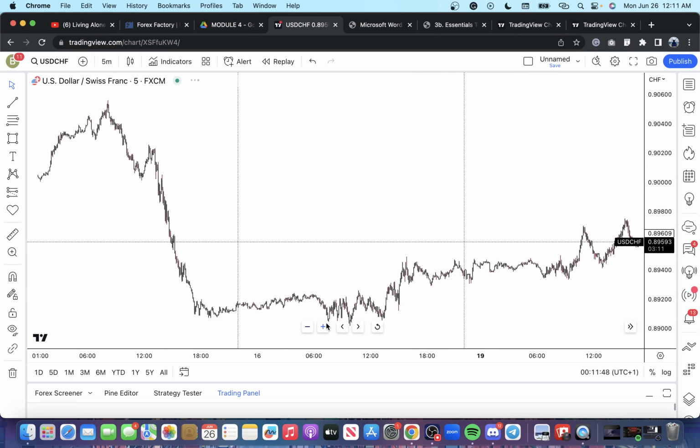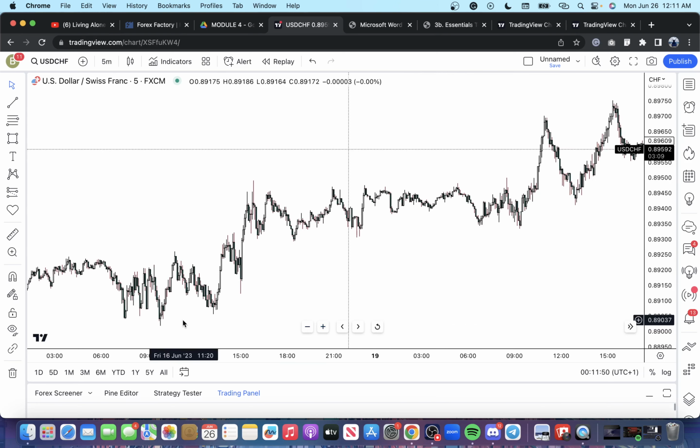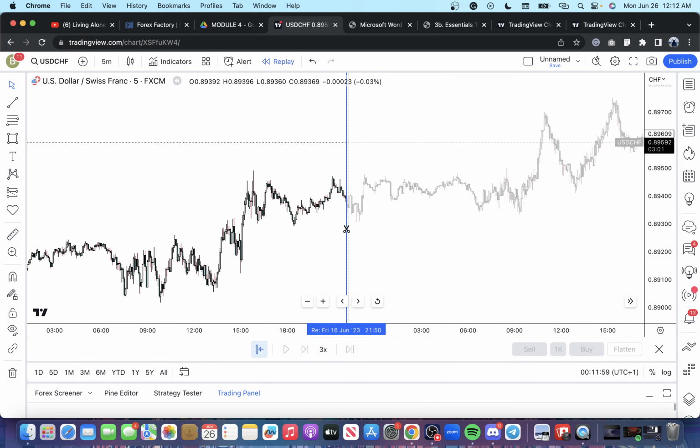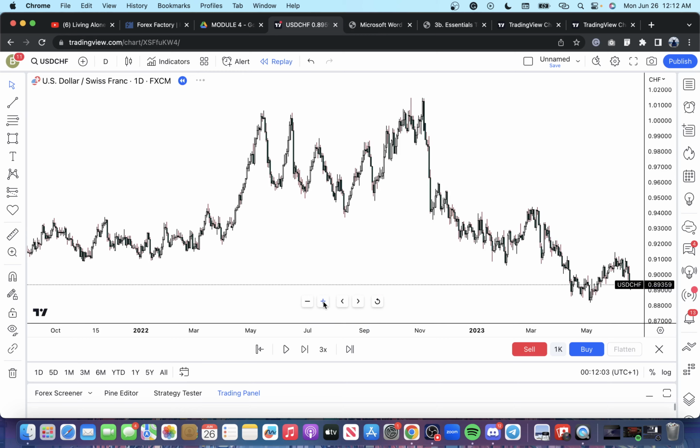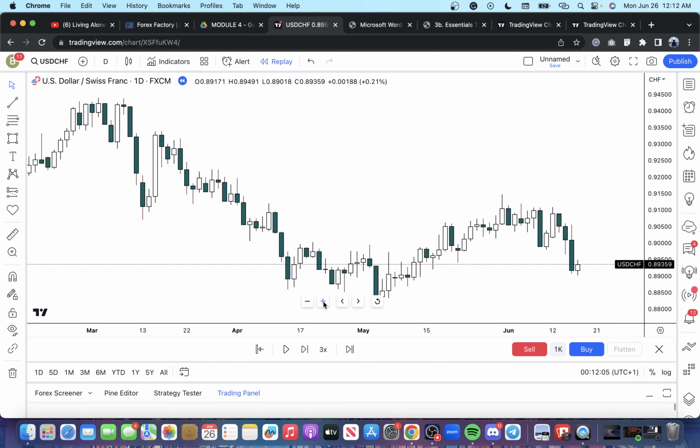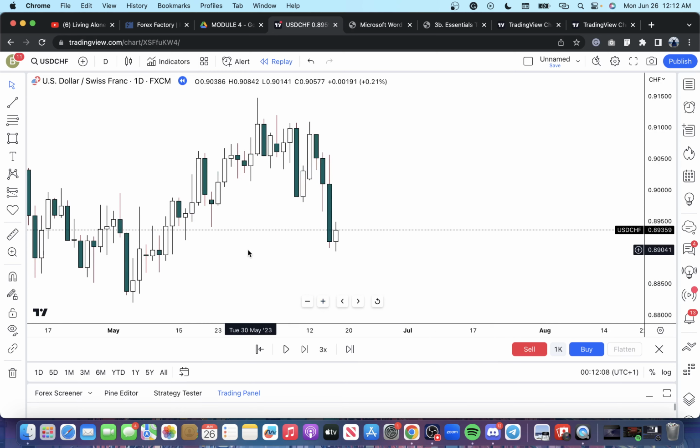All right, so you can see this is price action from Friday, from 2 weeks ago. This is 16th of June. And if I just use a replay tool here and zoom out to a daily time frame, you can see where we're trading at on the larger time frame.